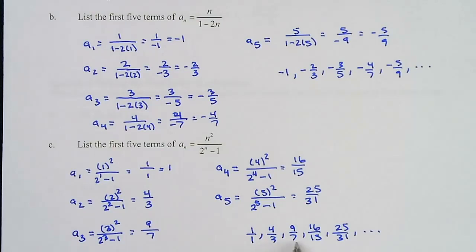We really don't see a pattern, but you have to know your powers of 2. So this is 1 less than 32, 1 less than 16, 1 less than 8, 1 less than 4, 1 less than 2. So these are 1 less than powers of 2. And that's why it's 2 to the power minus 1. All right, so let's go to the next part, part D.